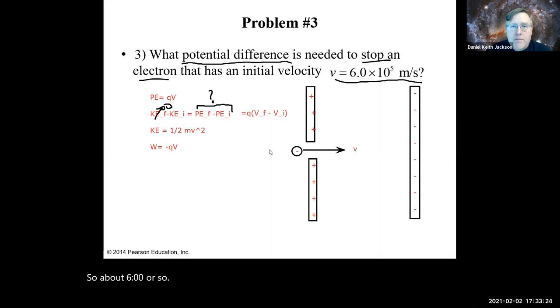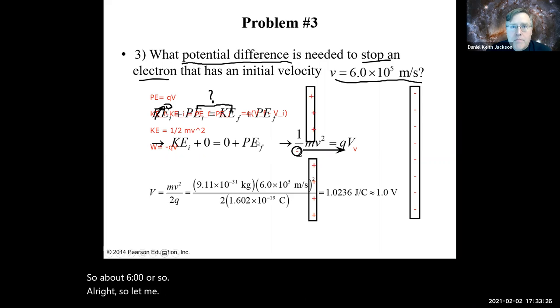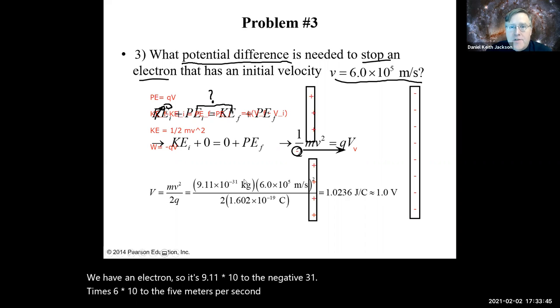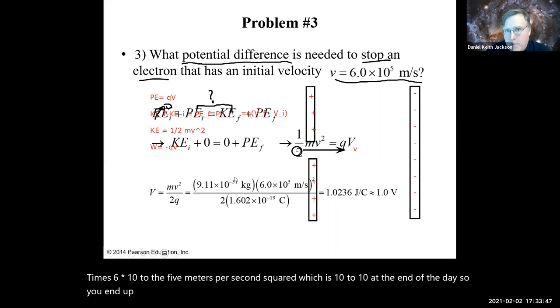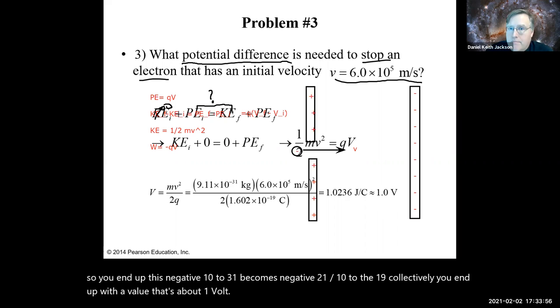All right, so let me come up with, I got a value of about 1 volt. So the voltage is mv squared over 2q. We have an electron, so it's 9.11 times 10 to the negative 31 times 6 times 10 to the 5 meters per second, squared, which is 10 to the 10 at the end of the day. So this negative 10 to the 31 becomes negative 21. You divide it by 10 to the 19. Collectively, you end up with a value that's about 1 volt. Anybody disagree with that?